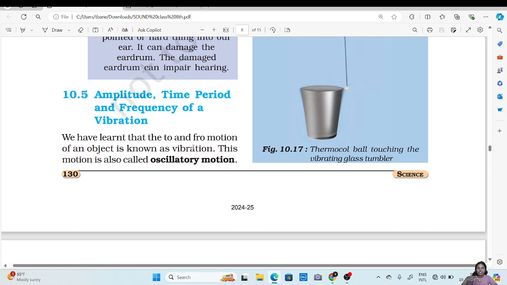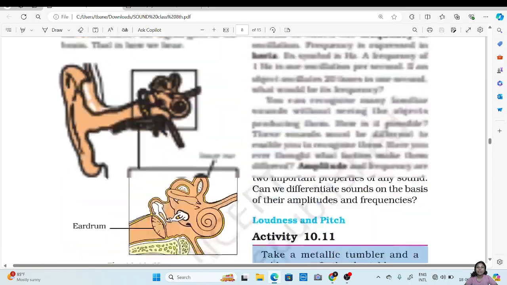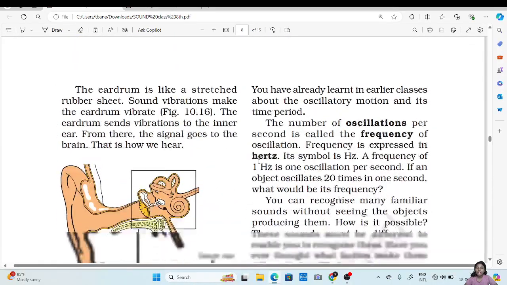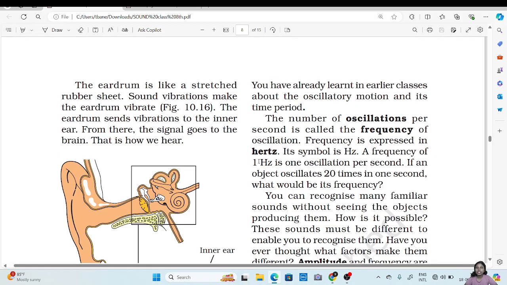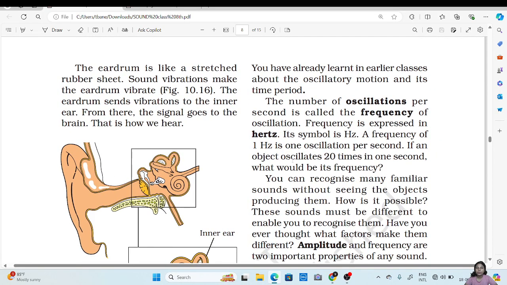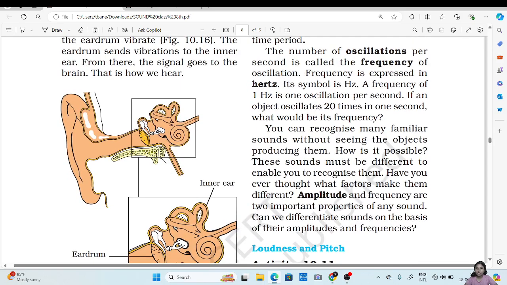Now say you have a pendulum which is moving back and forth. In that case, that motion of back and forth is also known as oscillatory motion. You have learned already in earlier classes about oscillatory motion and its time period. So the number of oscillations per second is called the frequency of oscillations.